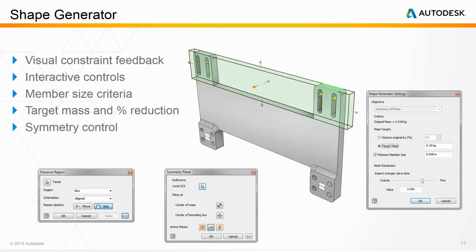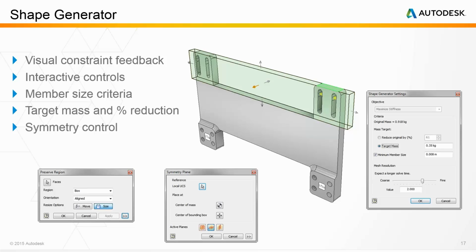So firstly, visual constraint feedback. When you're adding constraints such as fixed, pin and frictionless constraints, you've now got visual feedback to show where they've been assigned. You've got interactive controls around the preserved region area, enabling you to quickly and easily size or resize that to make sure that you're restricting interaction with areas that you don't want modified.